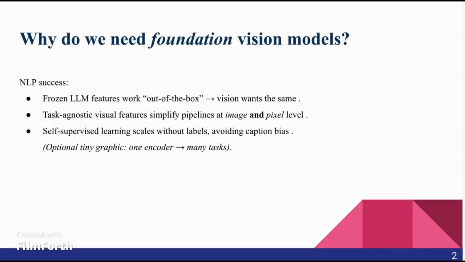We have already seen the success of foundation models in NLP, like GPT or BERT, which produce task agnostic features that work out of the box. The same idea is now being applied to vision. A single encoder that works across many visual tasks simplifies pipelines dramatically. For example, instead of training a new model for classification and another for segmentation, you just use the same encoder. And self-supervised learning helps scale these models without relying on manually labeled data or captions. So there's no caption bias and it's much more scalable.